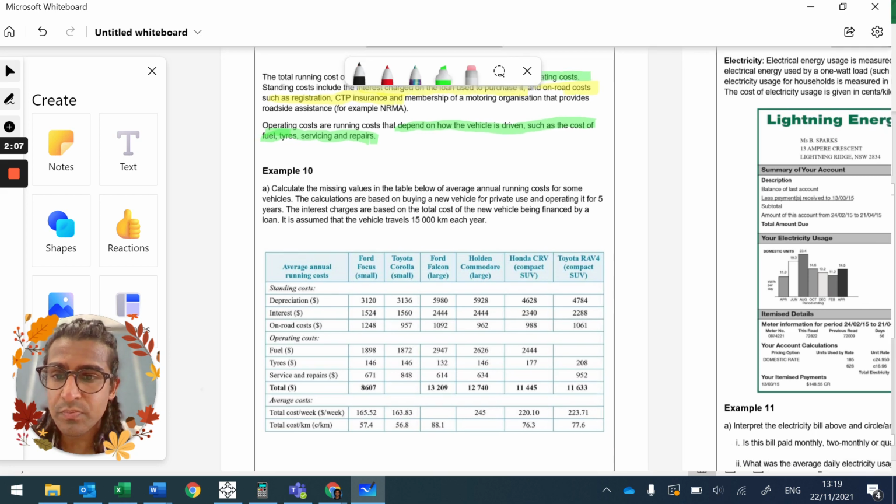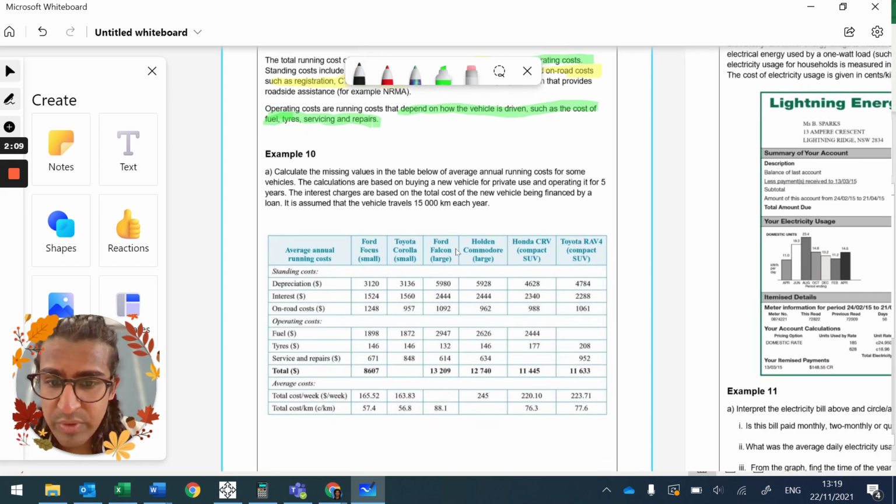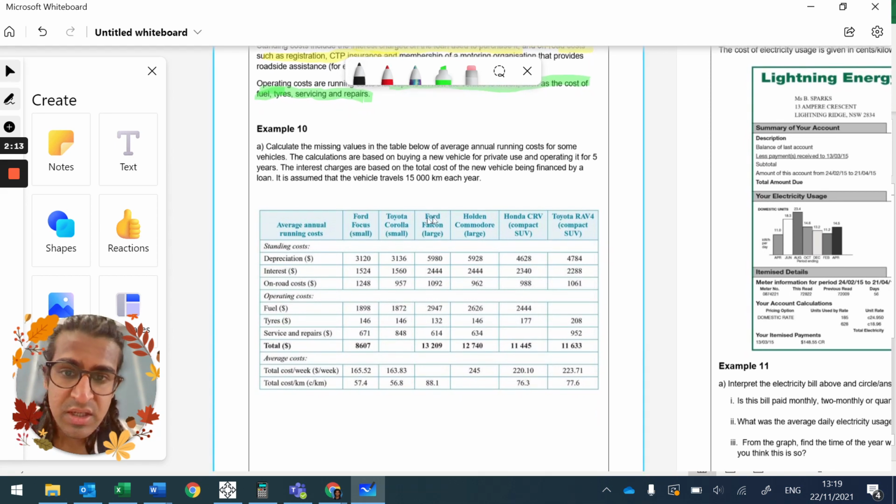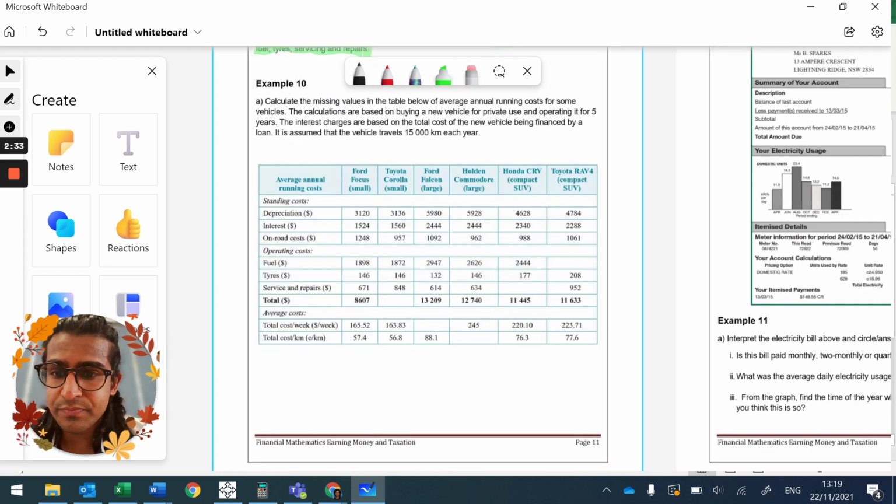All right. So we've got a table here, and we just calculate the missing values in that table of average annual running costs for some vehicles. Calculations are based on buying a new vehicle for private use and operating it for 5 years. The interest charges are based on the total cost of the new vehicle being financed by a loan. It is assumed that the vehicle travels 15,000 kilometres each year.